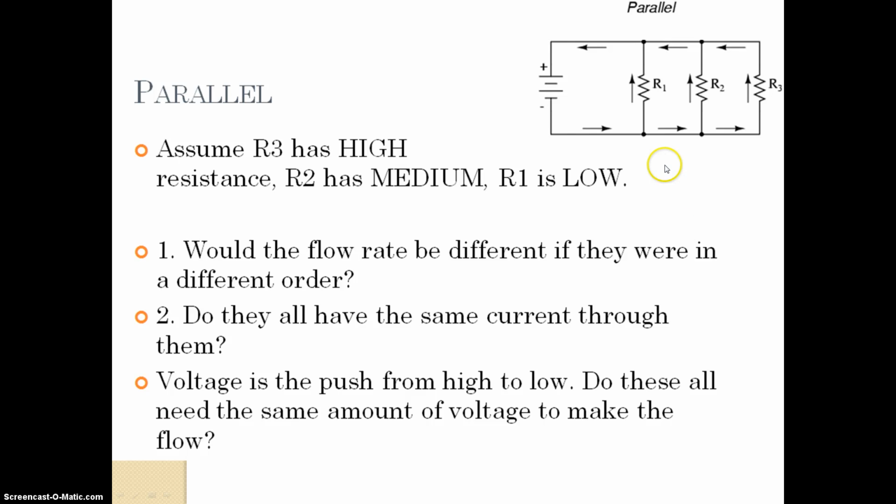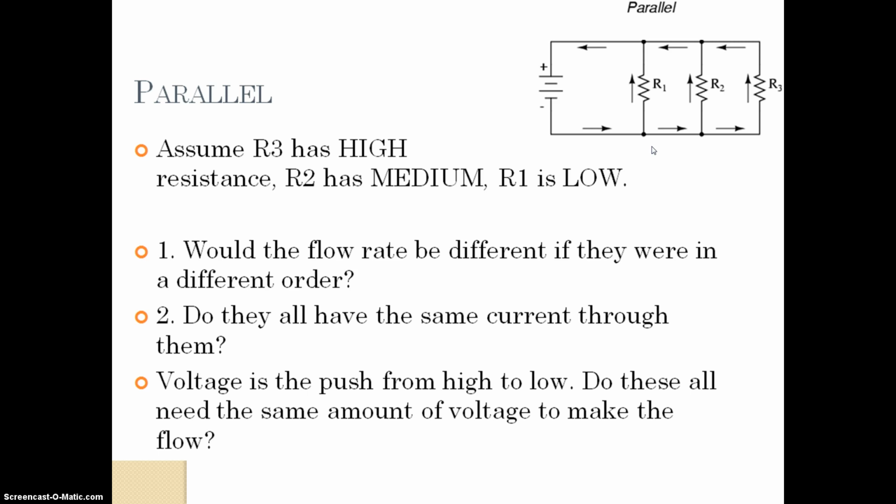Here's our parallel circuit. Notice you have a couple different junction points, but really they're all the same junction points, since no flow is changing between these junctions. So in other words, the total current is these three parts added up together. So this is a true parallel circuit. R3 is again high, R2 is medium, R1 is low resistance. Would the flow rate be any different if they were in a different order? Absolutely not. You might think, but if R3 is over here, it's closer. But distance doesn't matter, it's about resistance. And we always assume that these wires have no resistance. So it doesn't matter what order you put them in. Do they all have the same current? Absolutely not. Since the current splits up, more current is going to flow through the lower resistance, which happens to be R1.